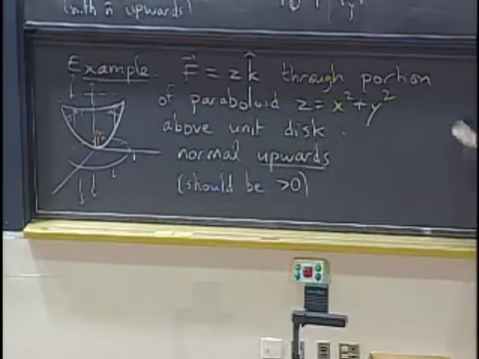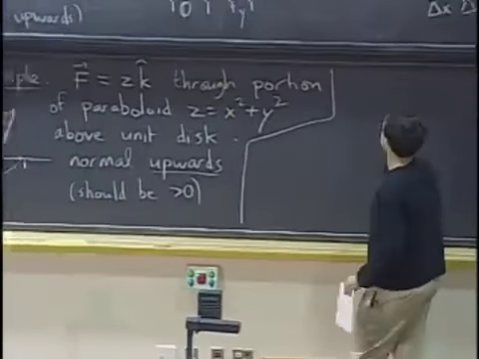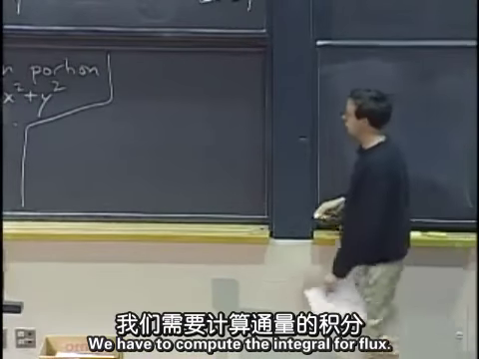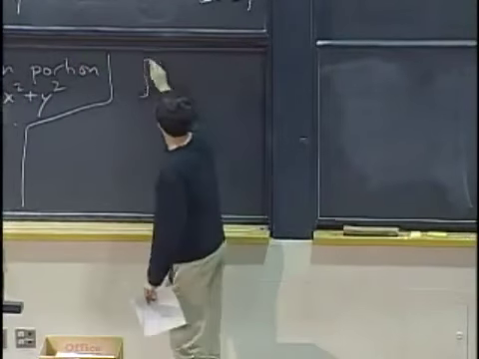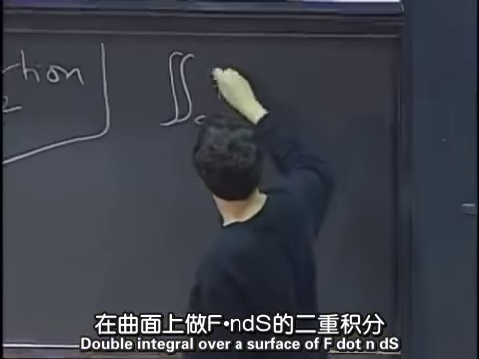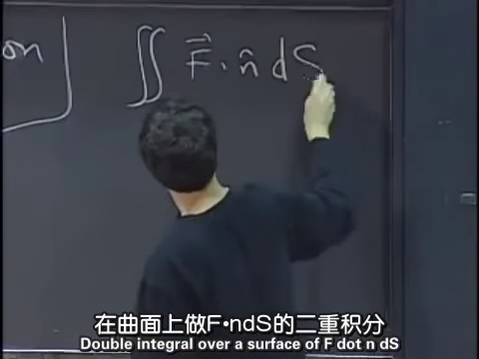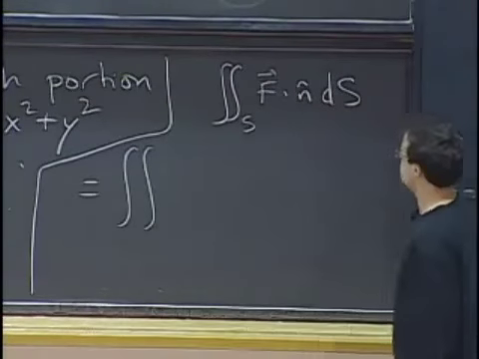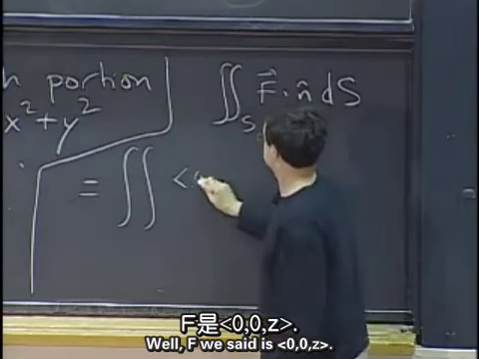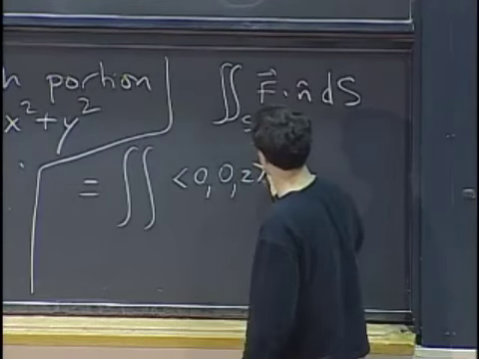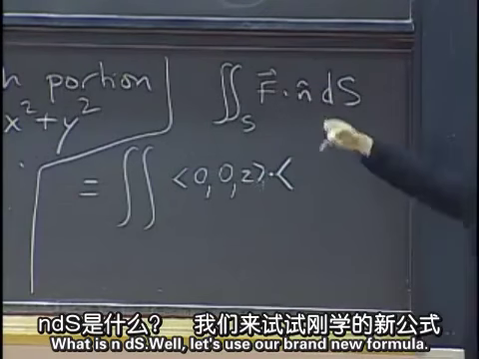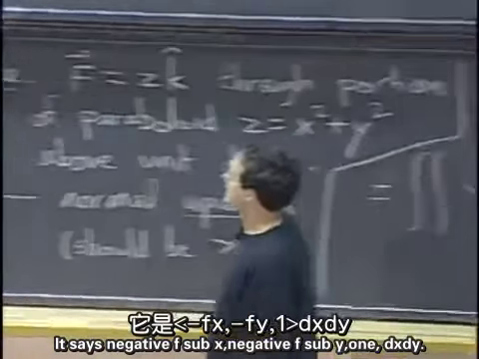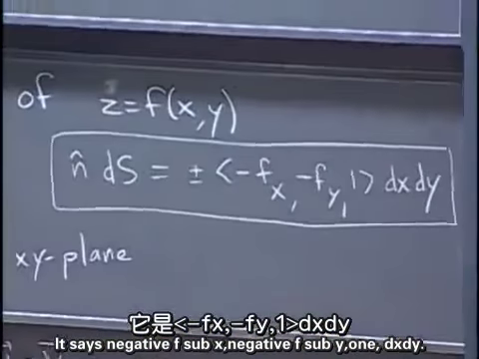Okay? So we have to compute the integral for flux, double integral over the surface of F dot n dS. Okay, so what are we going to do? Well, F, we said, is 0, 0, z. What is n dS? Well, let's use our brand new formula. It says negative f sub x, negative f sub y, 1 dx dy.